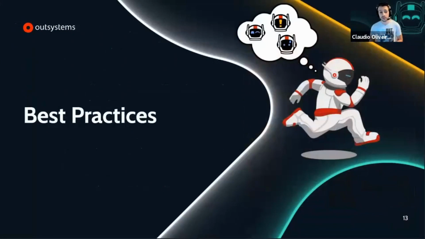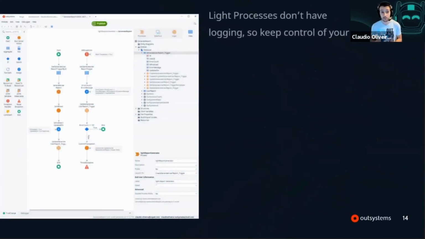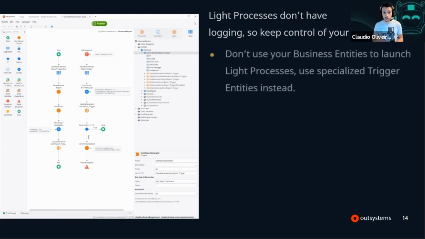So some good practices you should consider while building light processes: light processes don't hold any logging data, so somehow you need to control whatever is happening, because everything is going on in the background and you don't know what is going on. To try to understand this, the first thing you should do is not use business entities to launch light processes, but use specialized trigger entities instead.